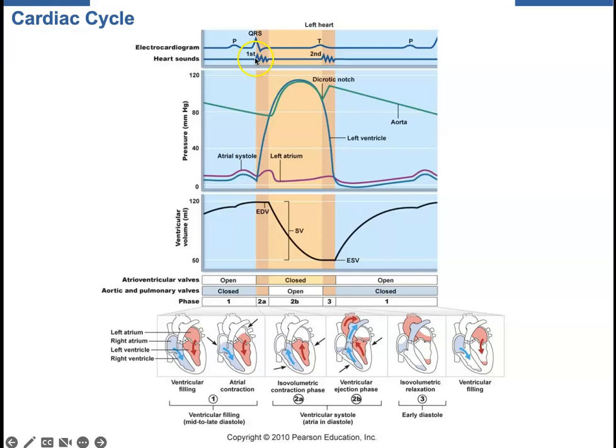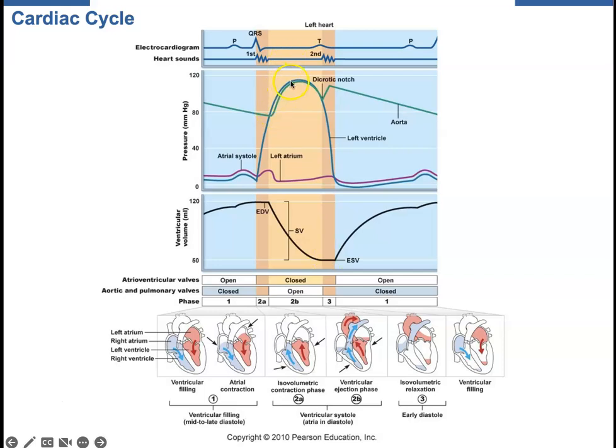Then, obviously, the valves, tricuspid and bicuspid, are going to close, because now we have the QRS, which means ventricular depolarization. Now the ventricles are going to go into systole, and the atria are going into diastole. And now, because you had your ventricular systole, the volume is going to go down because the blood is being ejected out of the heart.